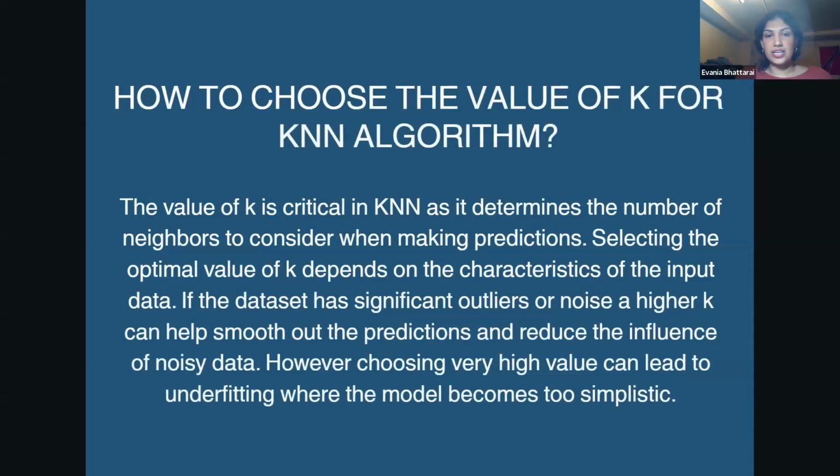And so, how to choose the value of k for your KNN algorithm. The value of k is critical when determining the number of neighbors to consider when making predictions. Selecting the optimal value of k depends on the characteristics of the input data. If the data set has significant outliers or noise, a higher k can allow you to smooth out those predictions and reduce the influence of the noisy data around it.